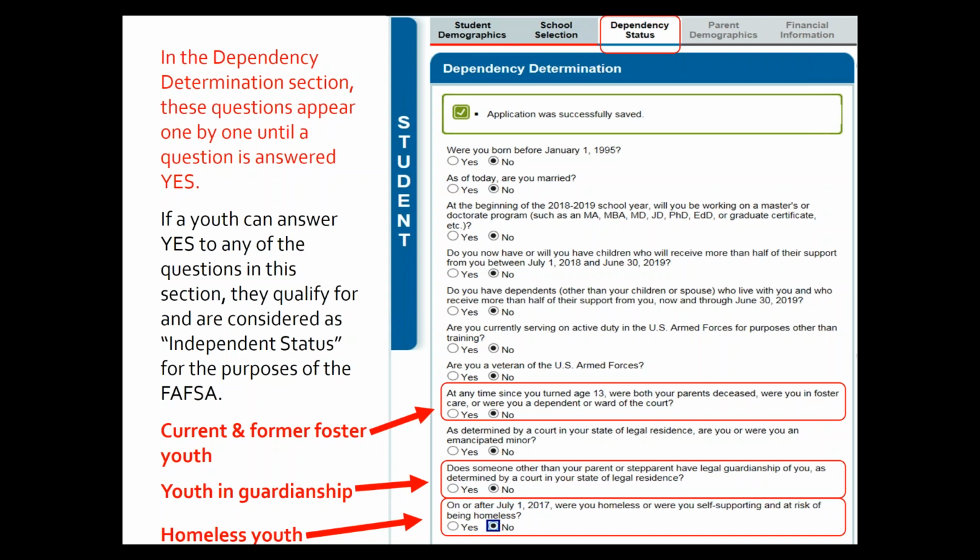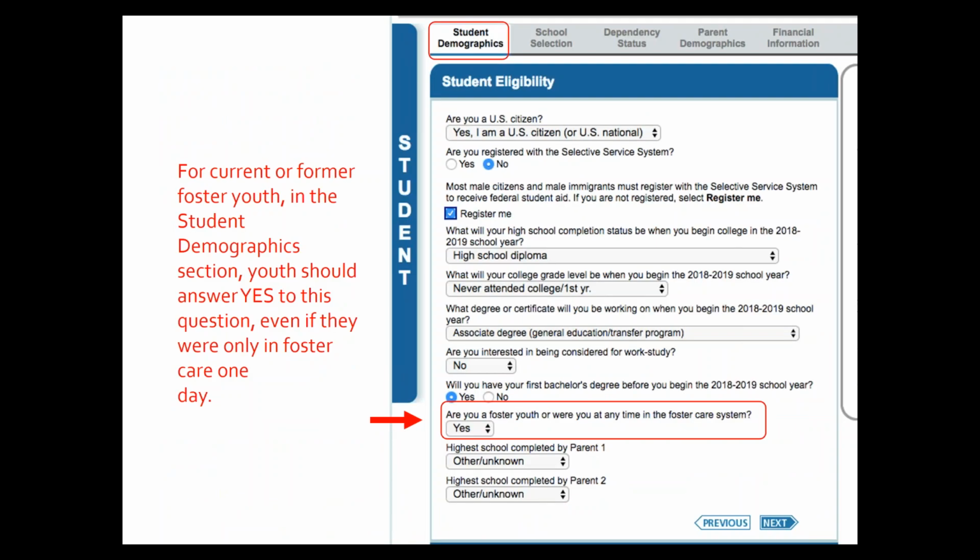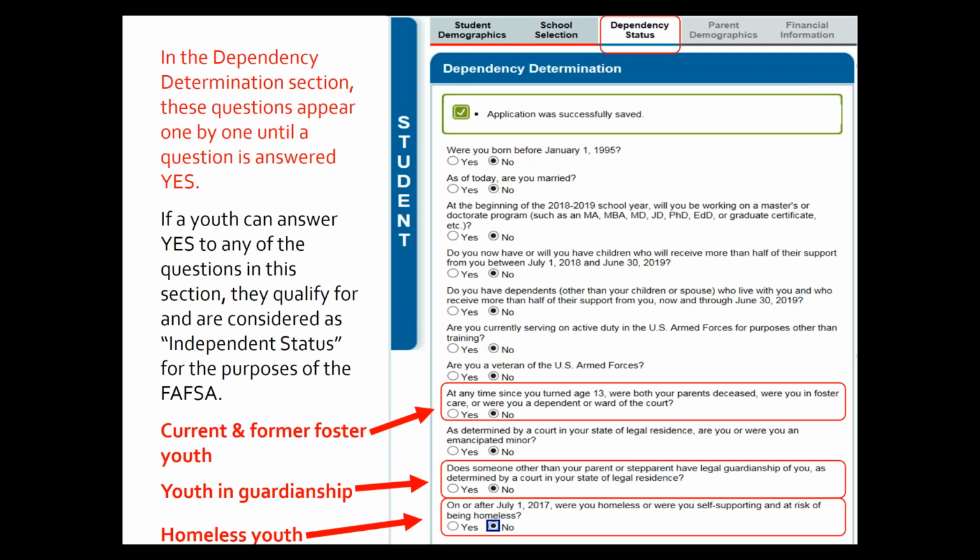If no one ever answers yes to one, they'll go no all the way down the line, keep pushing through the FAFSA. But once you answer yes to one, you stop getting these questions because you've been identified now as an independent student. So let's say you say yes, I'm married. You're not going to get down to that foster youth question. So it's really important that youth identify as foster youth in the student demographic section if they were ever in foster care.